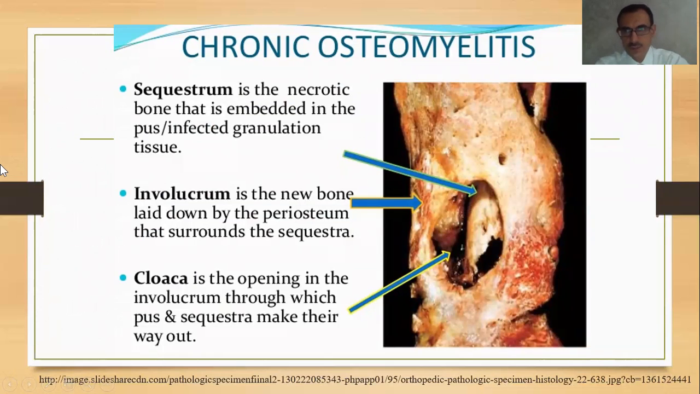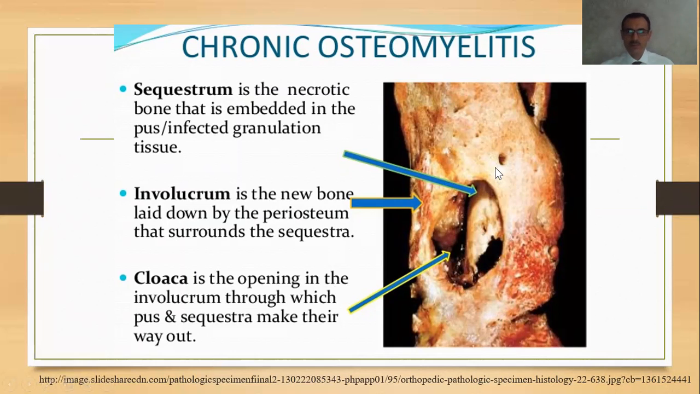Fourth type of the necrosis is the sequestrum. Sequestrum is the necrotic bone that is embedded in the pus or infected granulation tissue, mainly found in chronic osteomyelitis. And here you see the involucrum, which is the new bone laid down by the periosteum that surrounds the sequestra. And here you see the opening, the cloaca. The cloaca is the opening in the involucrum through which pus and sequestra make their way out.